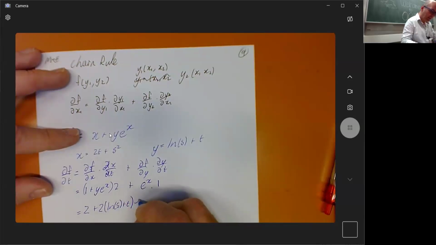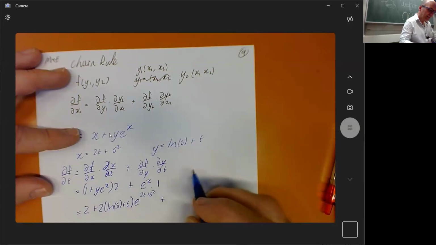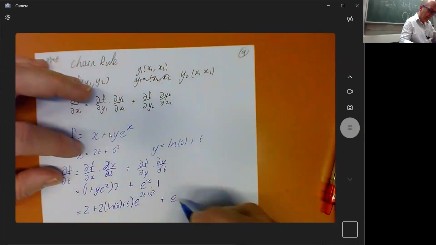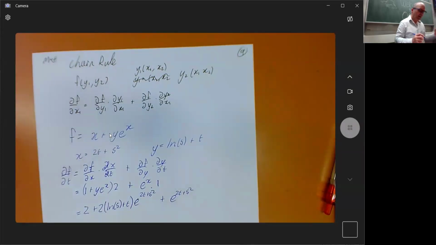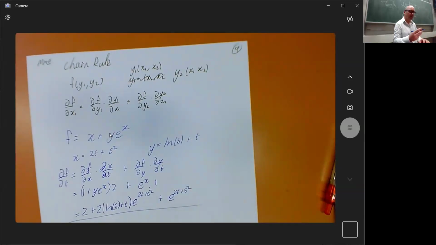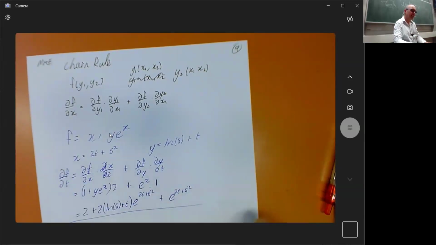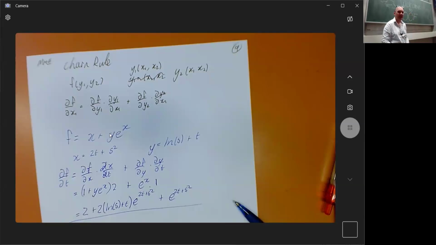E to the 2t plus s squared, plus, and then e to the 2t plus s squared. All right, I can actually go to an explicit formula for this derivative in terms of s and t and leave out the x and y altogether, if I want. So this is actually one of those things that does happen when we're working with multiple coupled functions and multiple coupled systems. And this is like the chain rule for multivariable functions.